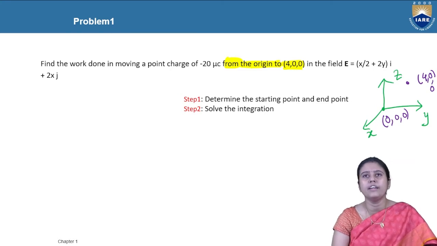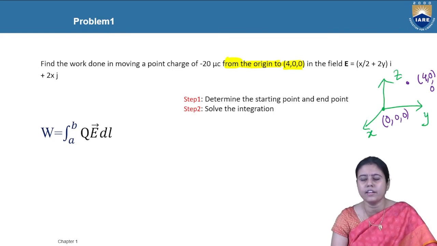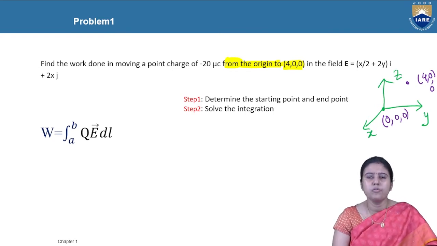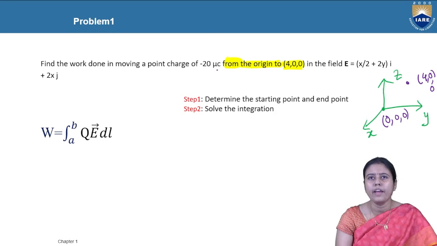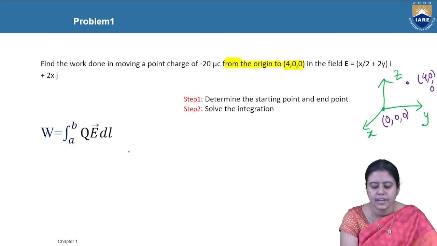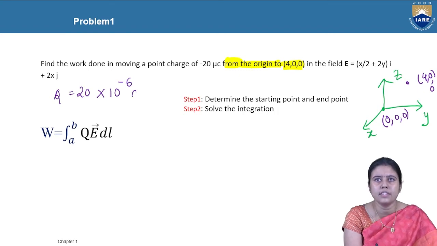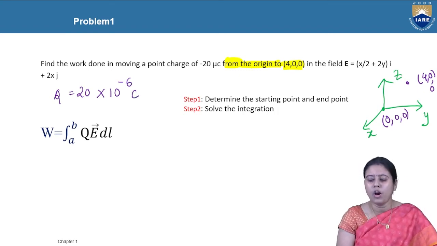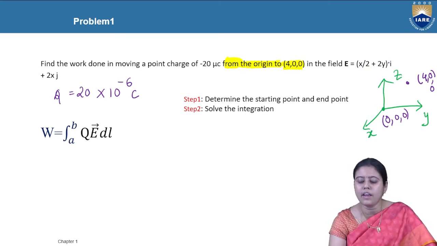Now, to solve the integration, what is our formula? Already we have discussed: W is equal to integration of Q E dot dl. So what is the value of Q? Q value is given as 20 microcoulomb. So we can write Q is equal to 20 microcoulomb. Microcoulomb means 10 to the power minus 6 coulomb. Then what is the value of E? E value is given as x by 2 plus 2y i. What does i mean?